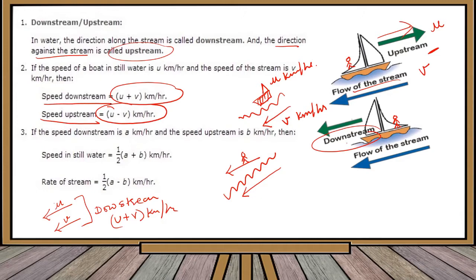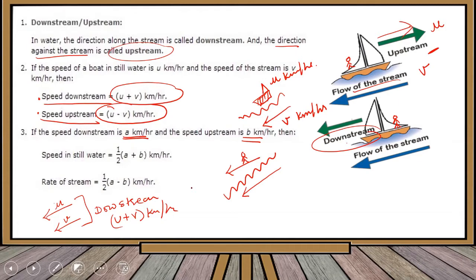Next, sometimes it may happen that the downstream speed is given. If the speed downstream is a kilometer per hour and the speed upstream is b kilometer per hour, okay, they have given these two speeds. Now, how to find the speed of still water? In this scenario, the speed of still water will be half of a plus b kilometer per hour, right? And the rate of the stream will be half of a minus b kilometer per hour. Okay, these two little things you need to remember and you'll solve the problem very easily.